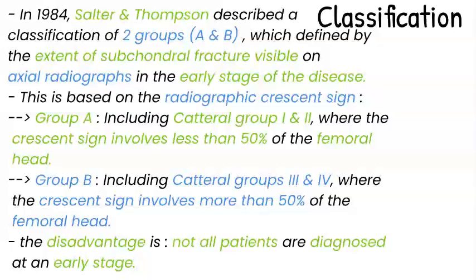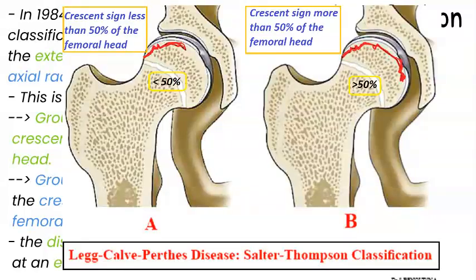This figure shows the Salter and Thompson classification. As you can see, A shows crescent sign less than 50% of the femoral head. B shows the crescent sign more than 50% of the femoral head.